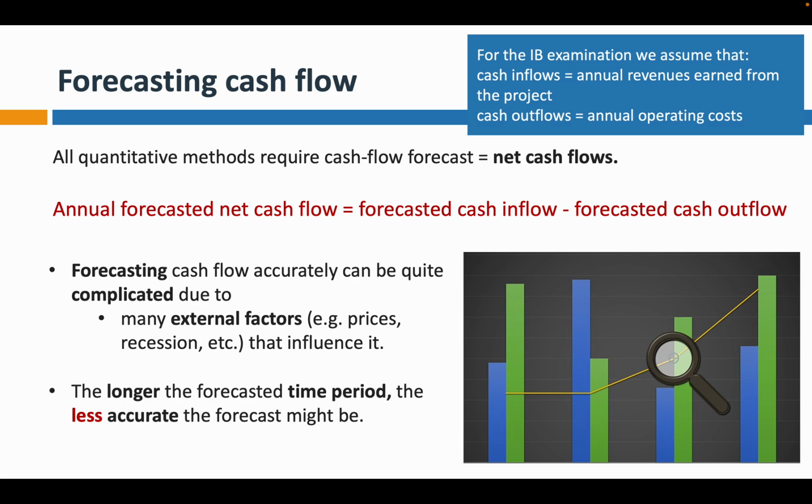So in an investment appraisal, even those savings or lower costs could be considered as cash inflows, and you can use that in your investment appraisal, for example, for your IA. But it's good to know that for the IB examination, it's going to be all simple. Cash inflows are going to equal annual revenues, nothing else.